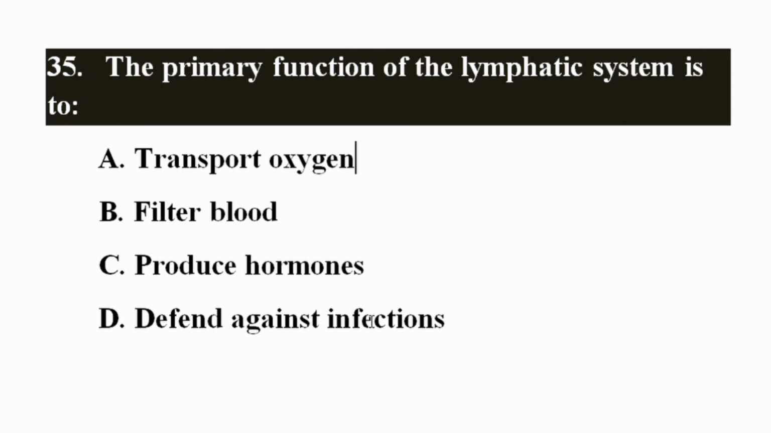The primary function of the lymphatic system is: Alpha, transport oxygen; Beta, filter blood; Charlie, produce hormones; Delta, defend against infections.